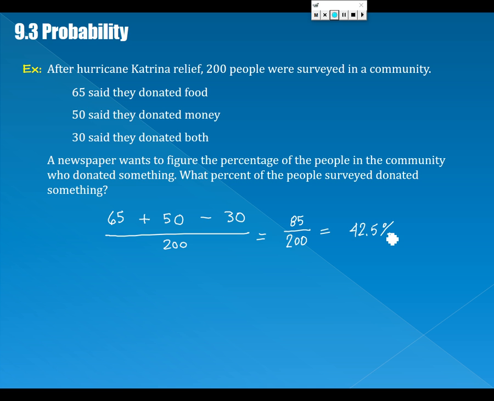So if we want to capture in our news article we're writing some sense that people are generous, look at that, 42.5% of people did something. That was great. Good job, people.